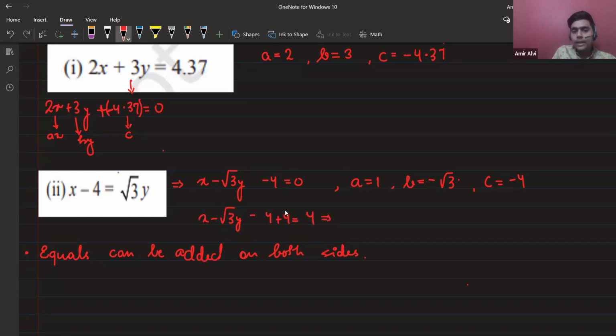Now Simrat, if I take this 4 on this side, what will it become? 4 is also already there. This would become what? Minus or positive?